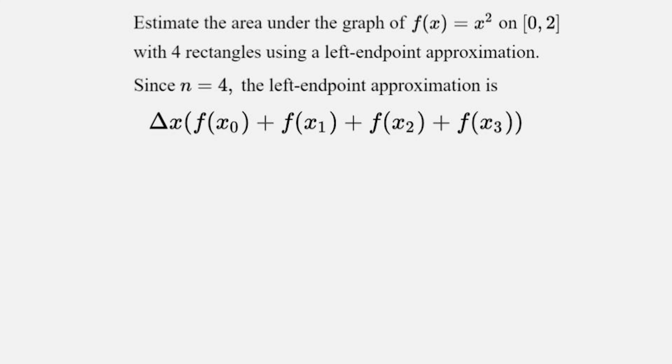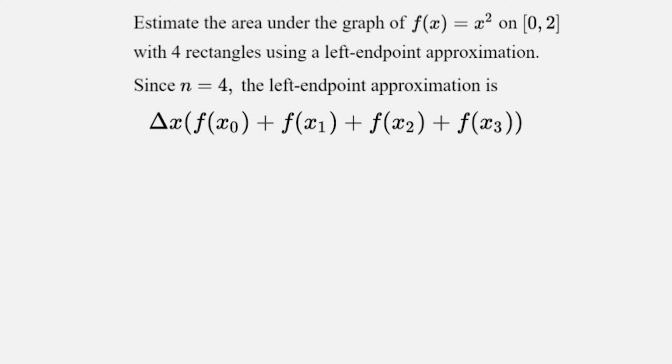And since we're using 4 rectangles, that's a giveaway that n is equal to 4. And so if I use the formula from earlier, the left endpoint approximation is going to be delta x times f of x0 plus f of x1 plus f of x2 plus f of x3. And all I did here was plug in 4 for n, so I know where to stop this summation.